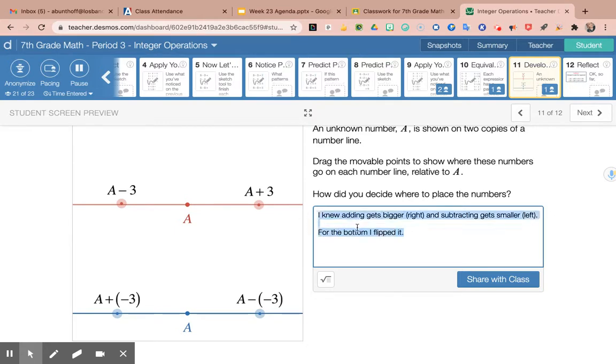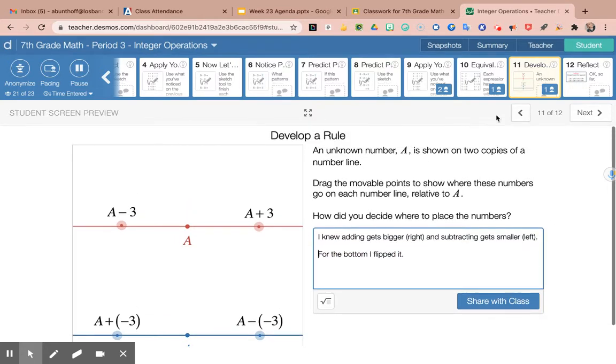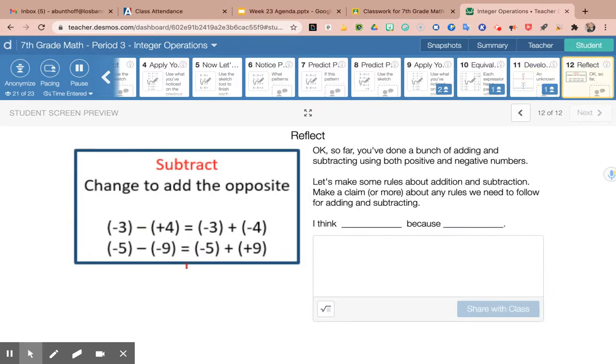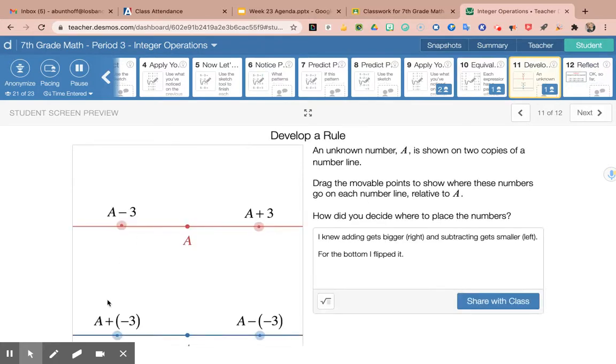You don't have to say this, but if you are stuck, there's an idea. And then the last question says to reflect. So far we've done a bunch of adding and subtracting, both positive and negative numbers. We're going to make some rules about addition and subtraction. Make a claim or more. You can make one or more claims about any rules we need to follow when we're adding or subtracting. So, for example, over here, when we add a negative, it's like we're subtracting.